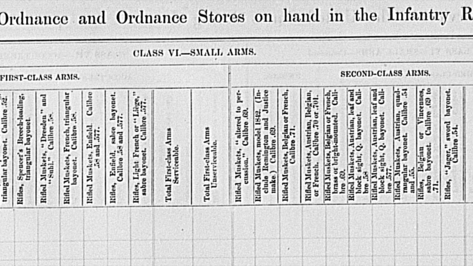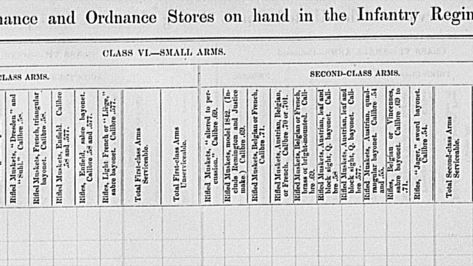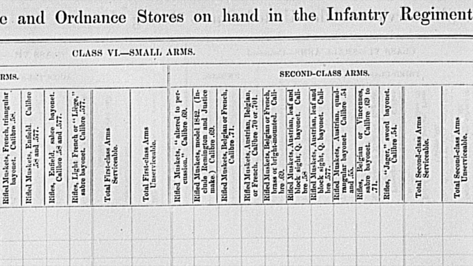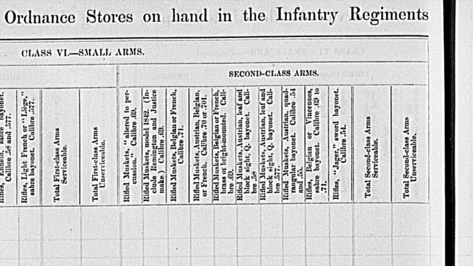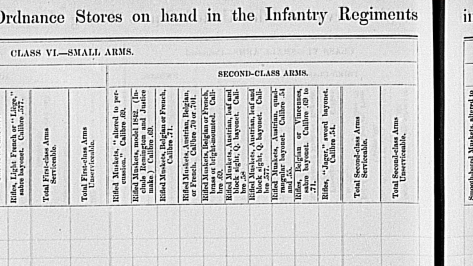And then what I find interesting is the second and third class arms. If you take a look at what they list, muskets, the .69 caliber 1842 musket, the Belgian or the French .71 caliber. And after you get through the rifles or the firearms, then you get into the swords or sabers. I guess infantry would be specifically swords.